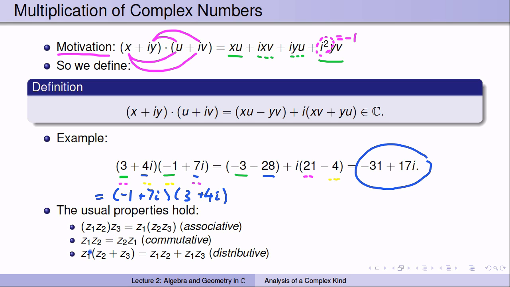Finally, our multiplication is distributive. So if I have three complex numbers and I have to multiply z1 by the sum of z2 and z3, I could also multiply this out and multiply z1 and z2 and multiply z1 and z3 and add them up. That's called the distributive law. So all these laws still hold.